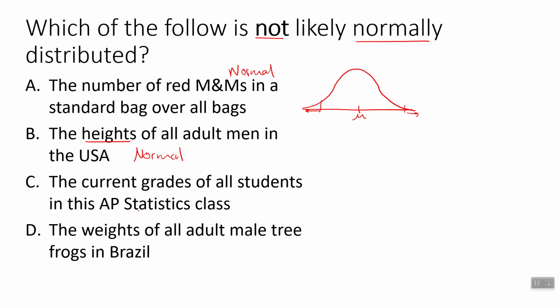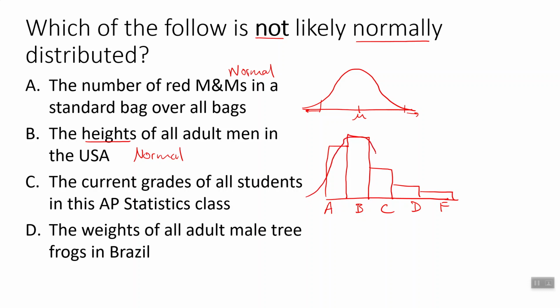The current grades of all students in AP statistics. Well, let's see. If we put A here, B here, C here, D here, F here, what ends up happening is most of you have A's and B's at this point. So it ends up looking something like that. All right, so if we turn that into a density curve, we go up and we come down, and then we have a tail off to the side here. All right, that's going to be skewed, and it's skewed to the right. So that is not normal. So our answer here, the one that's not normal, is C.